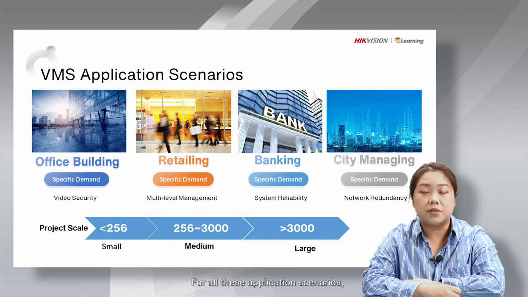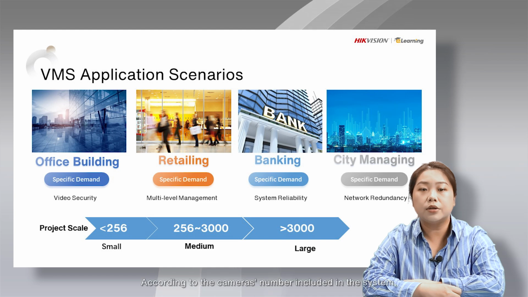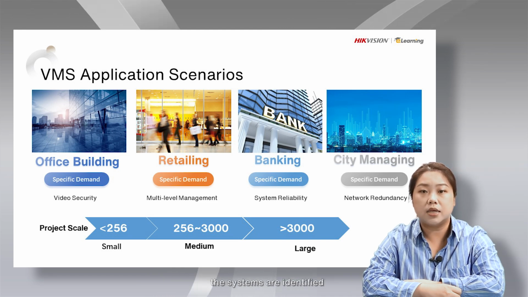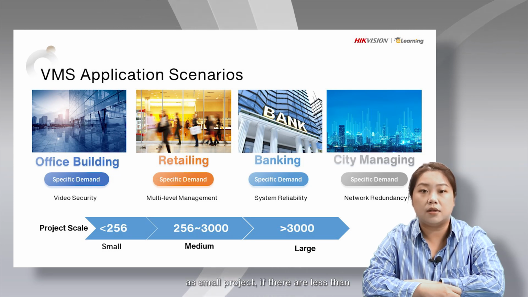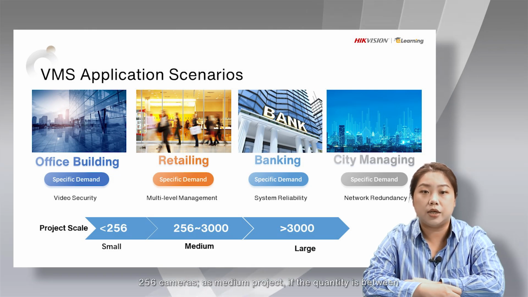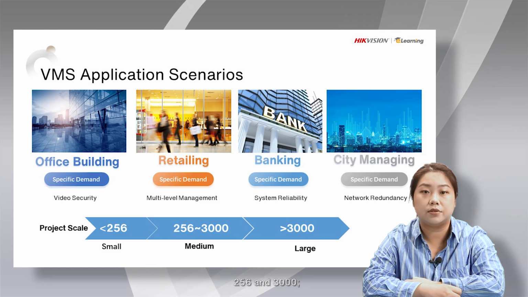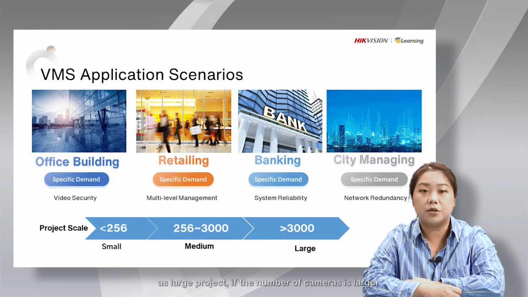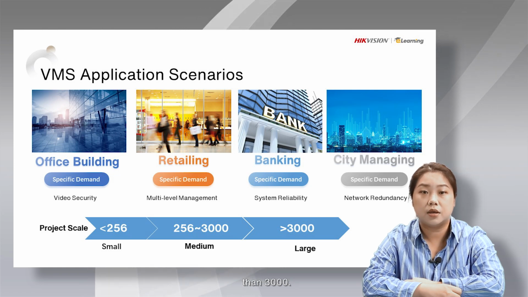For all these application scenarios, the project size can be varied from very small to large. According to the cameras number included in the system, the systems are identified as small project if there are less than 256 cameras, as a medium project if the quantity is between 256 and 3,000, as a large project if the number of cameras is larger than 3,000.